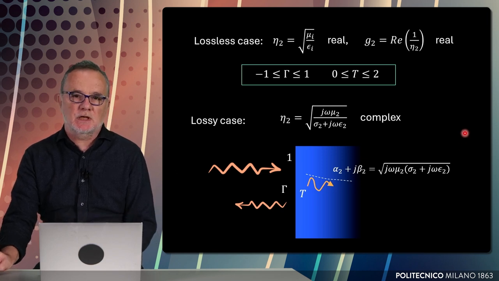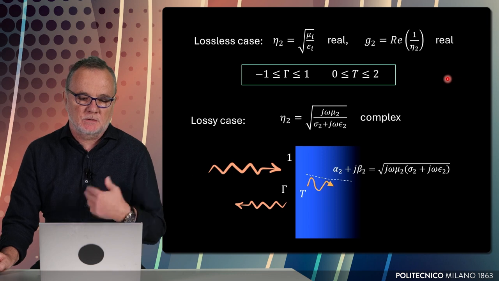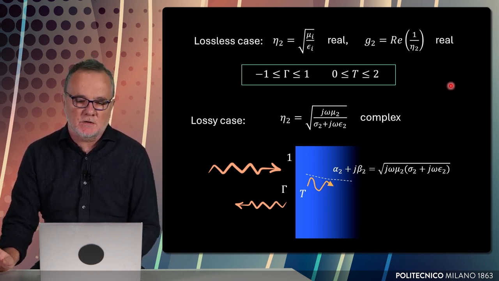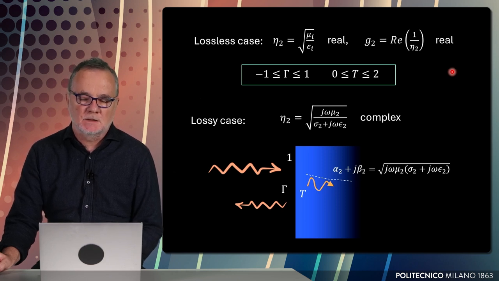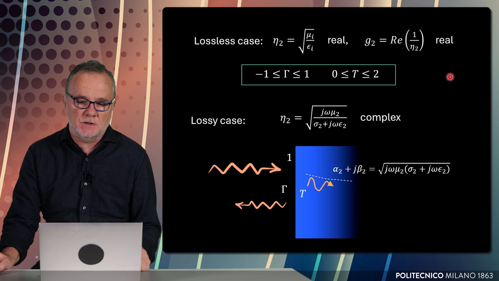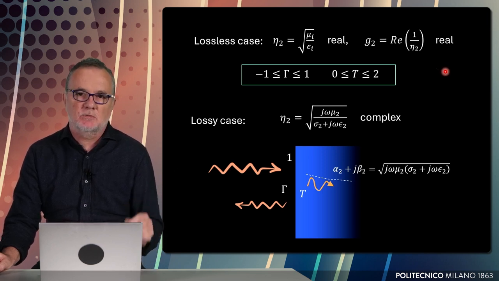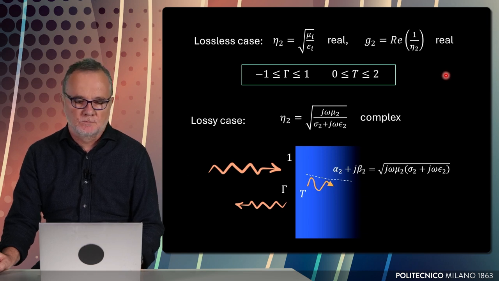Now, in the lossless case, eta 1 and eta 2 are real, so the expression becomes very simple, and we can observe that the reflection coefficient is always a real number that is limited between a minimum value of -1 and a maximum value of 1. The transmission coefficient, for similar reasons, is real and is limited between a minimum value of 0 and a maximum value of 2.